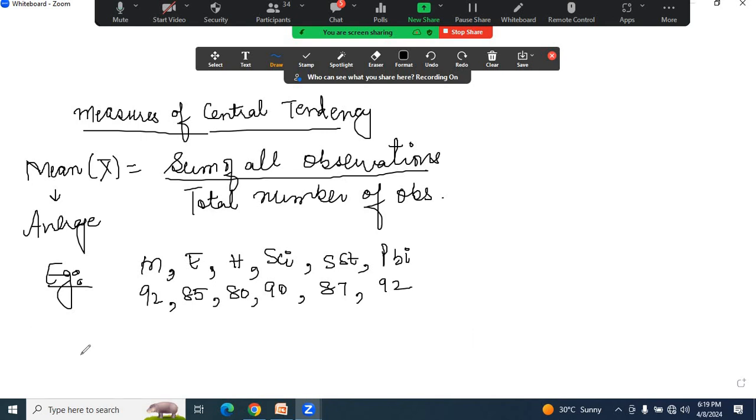Okay, and somebody asked how many percent marks you got. So how will I find the percentage marks? Firstly, I need to have the average. Yes, children. Firstly, I'll find the average. So 92 plus 85 plus 80 plus 90 plus 87 plus 92.